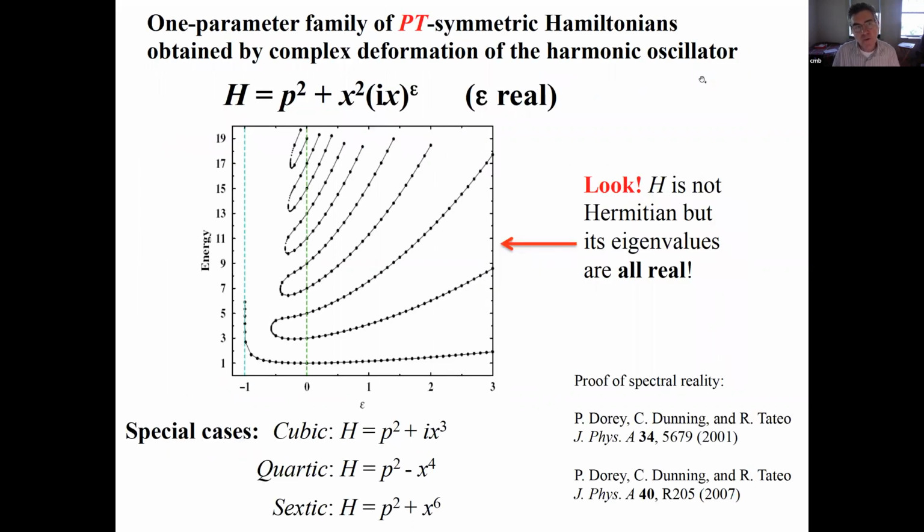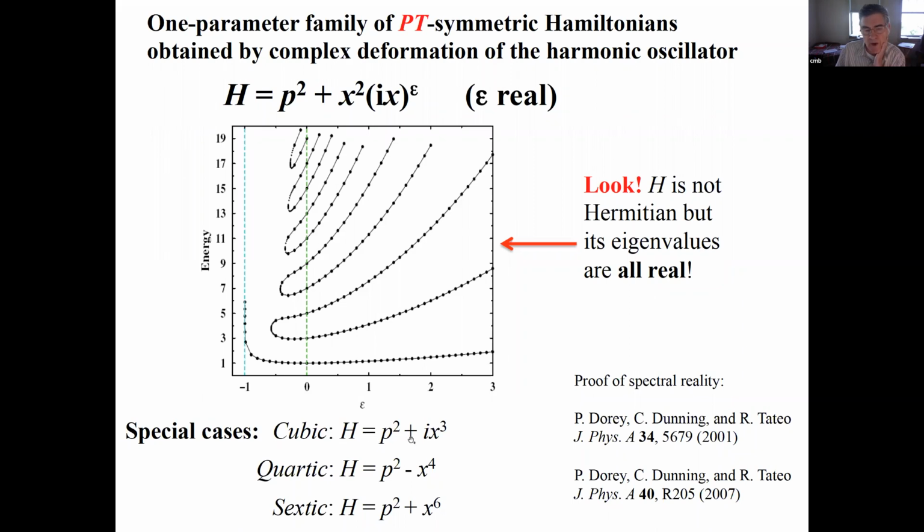Okay, now that's just one example of a very big continuous class of Hamiltonians. Consider the Hamiltonians p squared plus x squared times ix to the epsilon, where epsilon is real. Under a PT reflection, i changes sign and x changes sign, so this Hamiltonian is PT invariant. If you calculate the eigenvalues of this Hamiltonian, here they are, discrete. The horizontal axis is the value of epsilon. The energy eigenvalues are plotted on the y-axis. Here's the ground state, the next level, and so on. And you notice that all of the eigenvalues are real. This is not a Hermitian Hamiltonian, but its eigenvalues are real.